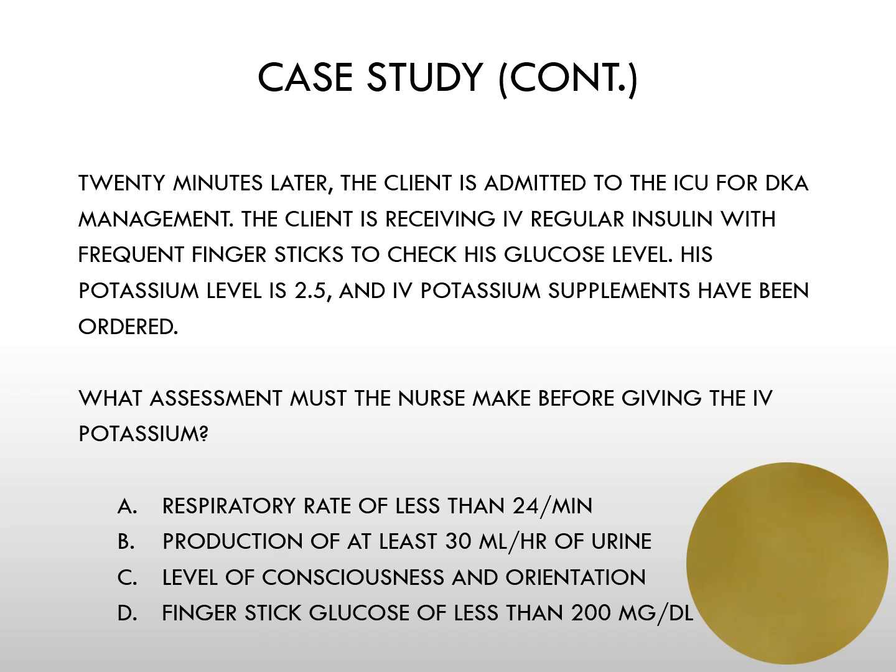Respiratory rate of less than 24 per minute. Production of at least 30 mLs per hour of urine. Level of consciousness and orientation. Finger stick glucose of less than 200 milligrams per deciliter.